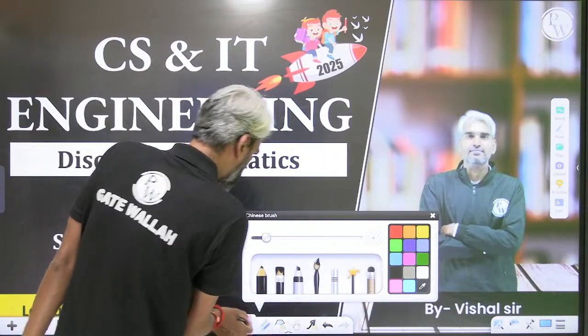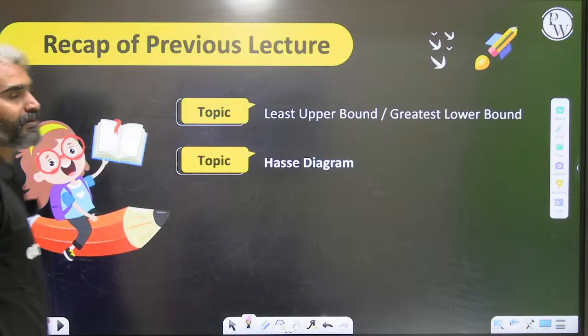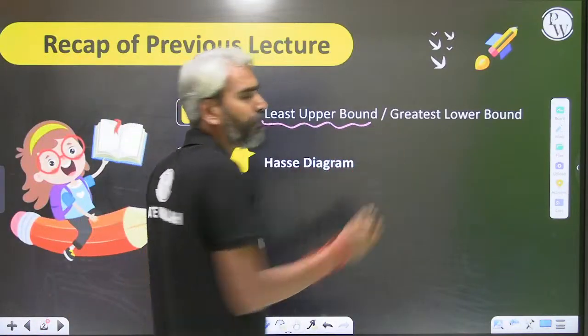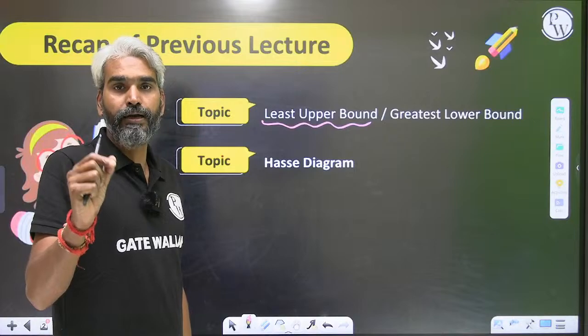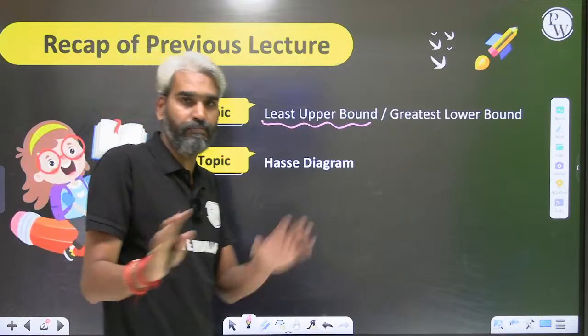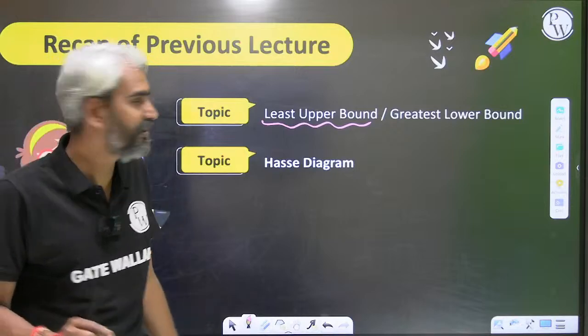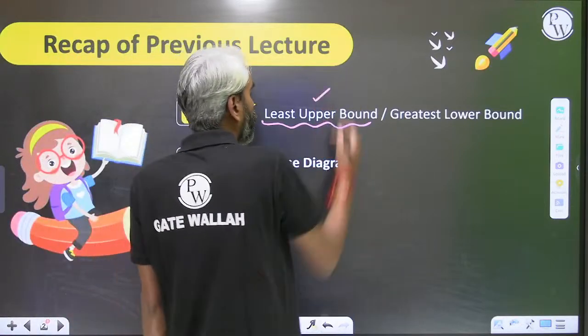What we discussed in the last class is that we understood the concept of least upper bound in our poset. Please make sure that two to three days have passed, so you remember all the concepts we discussed in the last class. So, least upper bound. What do we mean by least upper bound?